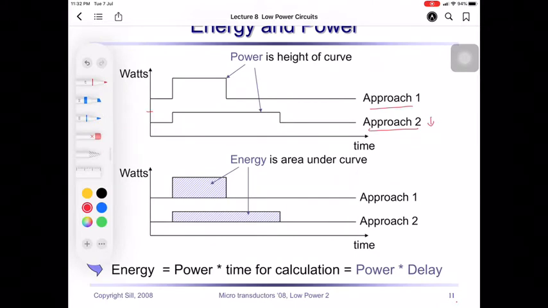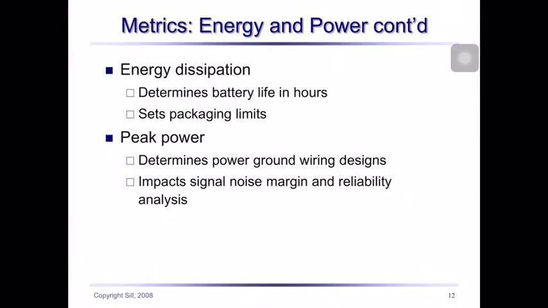Now let's look at the metrics. If you have a device that causes a lot of energy dissipation, it will reduce the battery life. A circuit with very high switching will reduce the battery life, and it also affects the packaging, because high switching produces a lot of power and causes heating, so you have to alter the packaging to include heat dissipation.